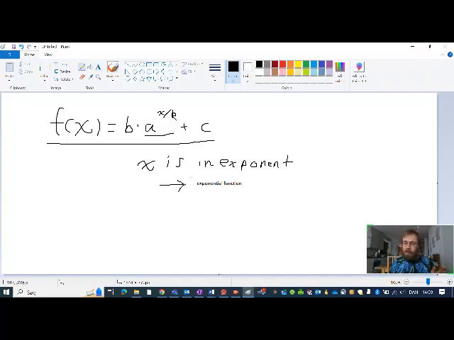Okay, so that's kind of our starting point. That's basically what we want in an exponential function. We want a function where x is in the exponent of some number. We don't really care what number, just some number. Okay, that's fine and well, but now what?